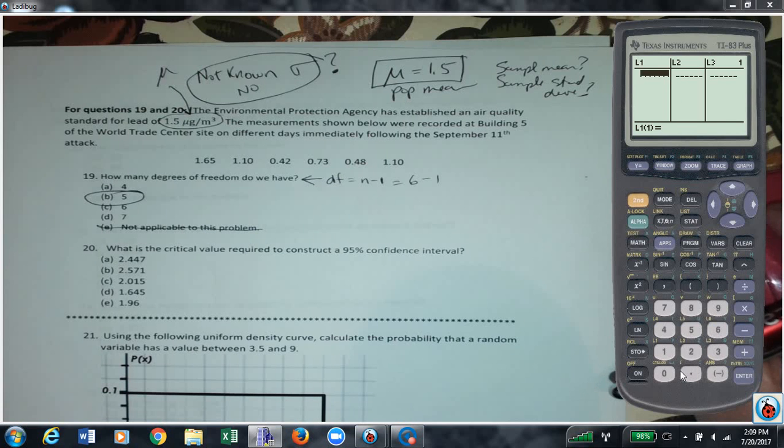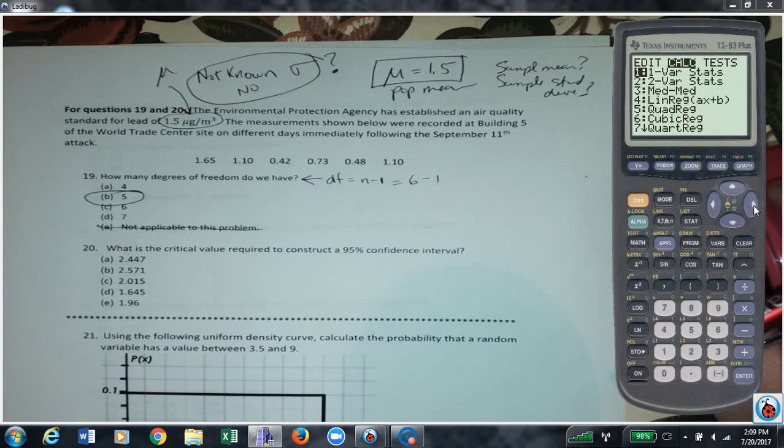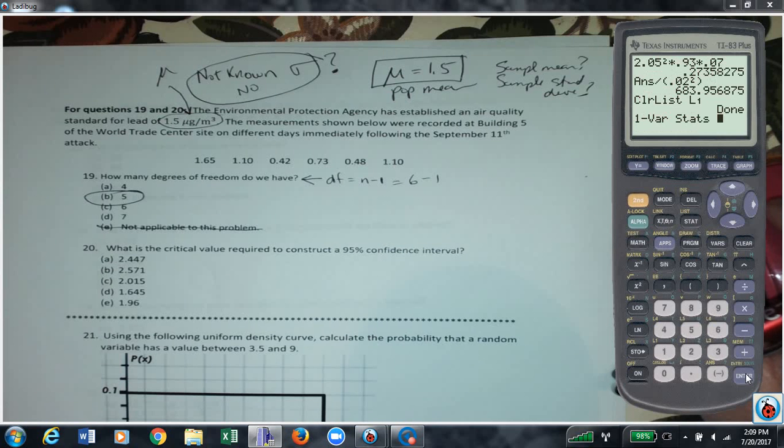And in list 1, I'm going to put 1.65, 1.1, 0.42, 0.73, 0.48, and 1.1. Then I'm going to do Stat, come over here, go to Calc, and 1 bar stats with list 1.